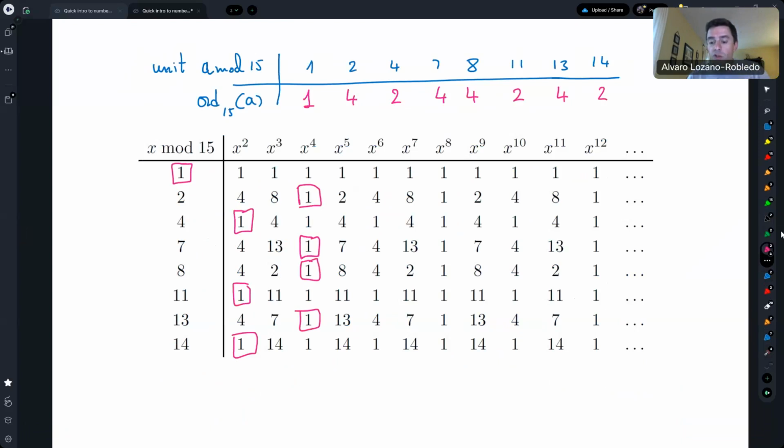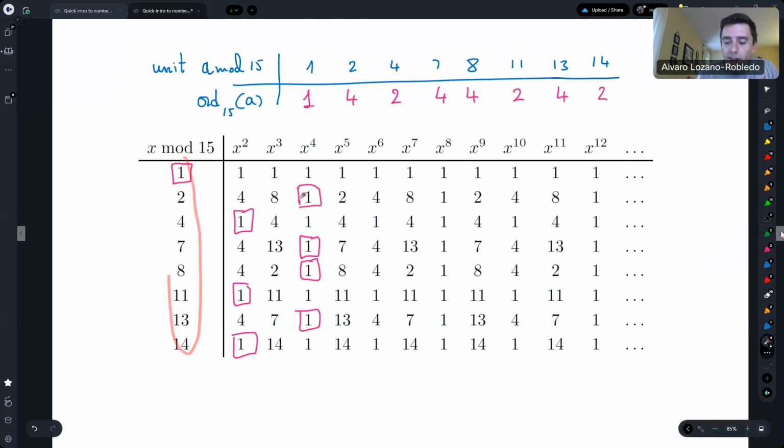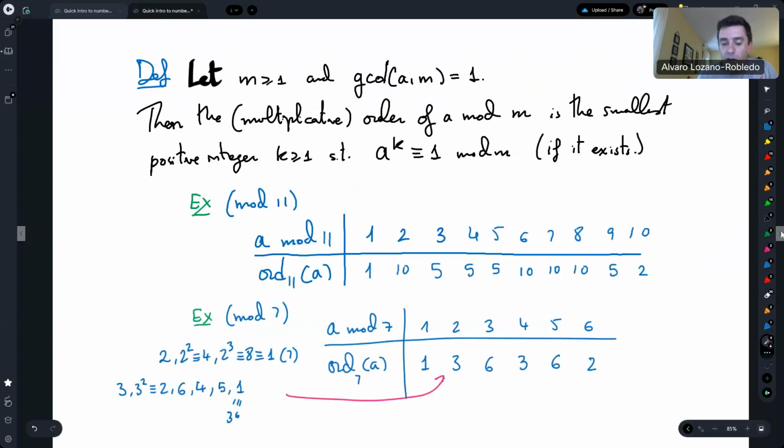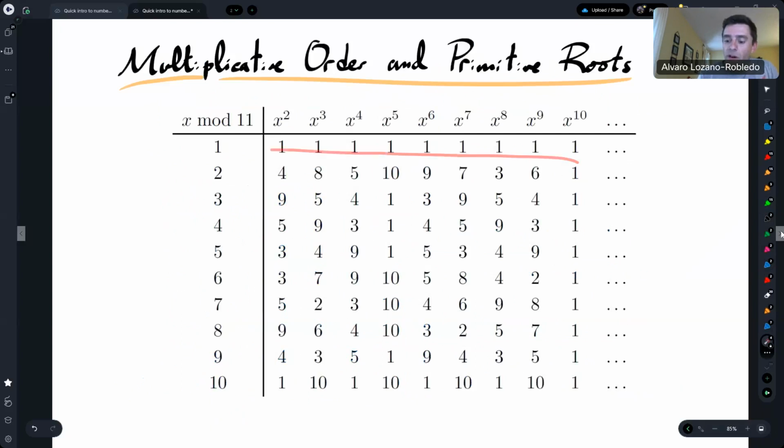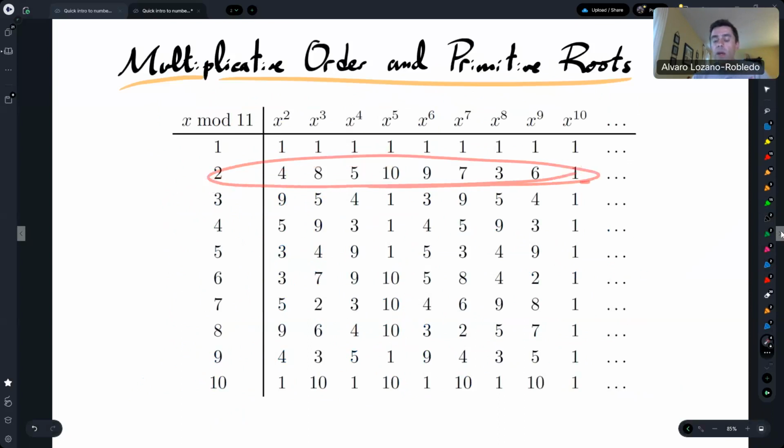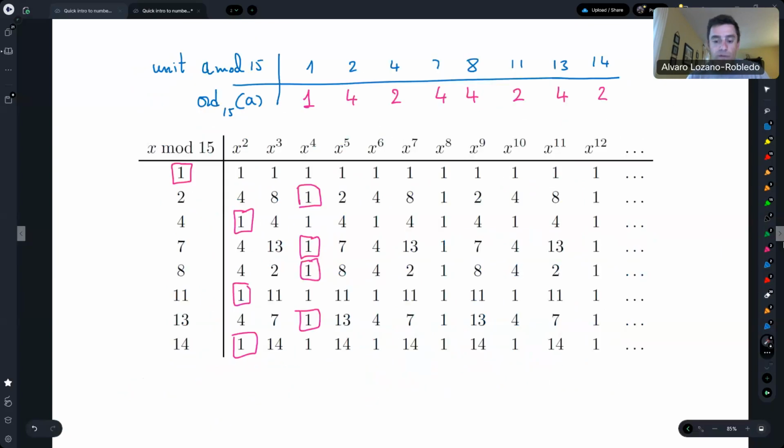Okay. So what you can see here, though, is that even though there are 8 units, all the cycles are kind of short. There is no cycle that cycles through all the units. That was not the case for 11. You saw that there were some very long cycles. This cycle is particularly nice because it cycles through all the units as it goes through the powers in some random order. That does not happen modulo 15.